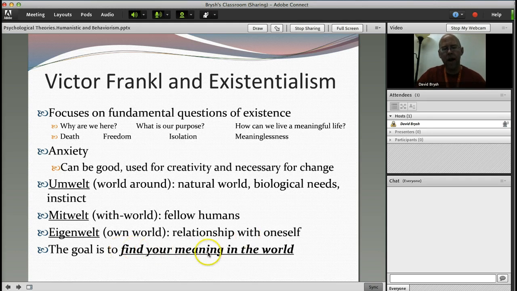And the goal is to find your meaning in the world, right? An existentialist would say that everybody who's healthy has found his or her meaning in the world. They understand what he or she is there for, and can tailor their existence around that one idea, right? I'm here to teach you psychology, right? I'm here to be a counselor. I am here to be a good parent to my kids, right? All those things are meaningful to me.